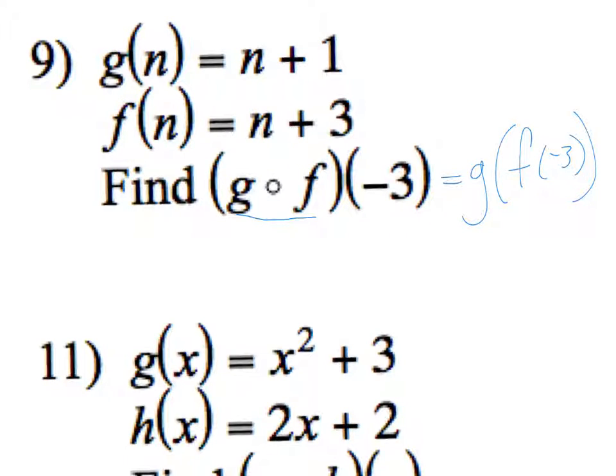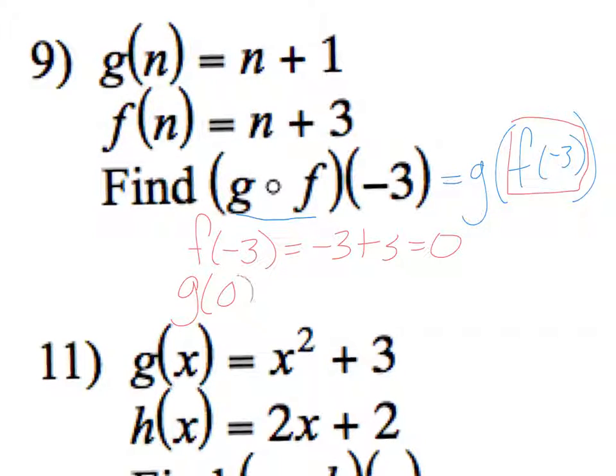Okay, so g of f of negative 3 means I'm finding f of negative 3 first. So f of negative 3 is equal to negative 3 plus 3 equals 0. Okay, so f of negative 3 is 0. We're looking for g of 0. So I took what I got, and now I'm going to plug it in to g. And 0 plus 1 is equal to 1. G of f of negative 3 is equal to 1. That's my final answer for this problem.